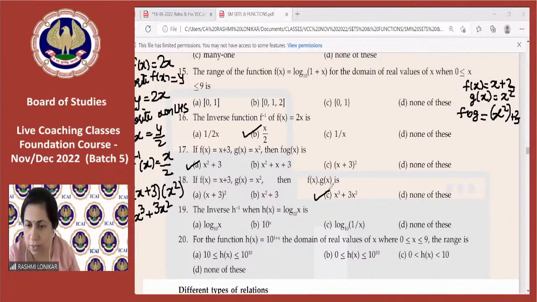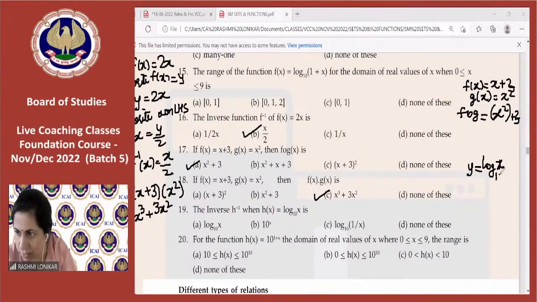Now they are asking you to find the inverse when h(x) is equal to log x to the base 10. So you have done this, the chapter on logarithms. What will be the inverse of this? y is equal to log x to the base 10. Okay, so I have to write x. x will be equal to 10 raised to y, or f inverse x will be equal to 10 raised to x. Okay, so for the 19th, it is equal to this.